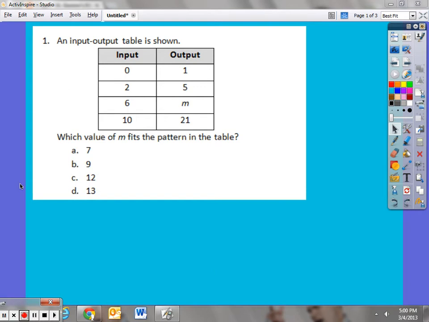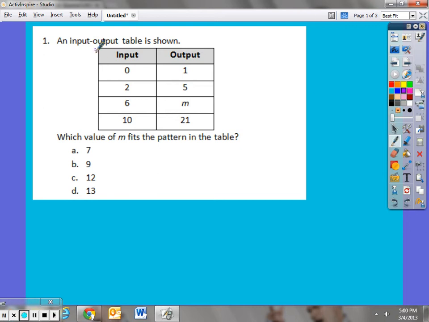I want to take a look at two questions from the third probe that we just took that a majority of us missed. And I think we really missed it because we just didn't analyze carefully enough or devote enough energy into solving the problem. So let's take a look at this first one here.